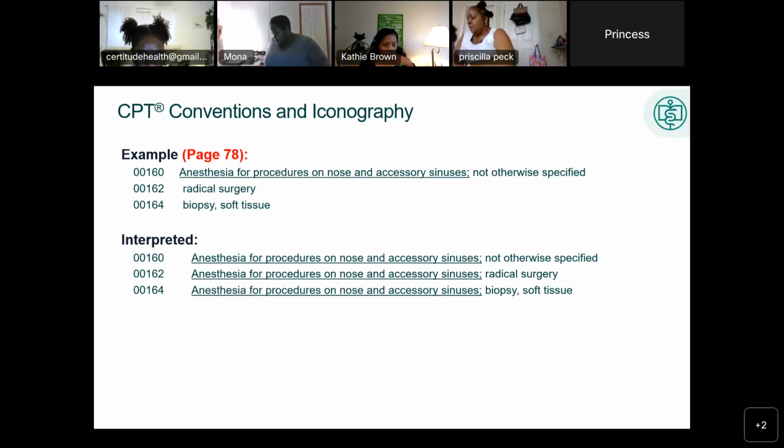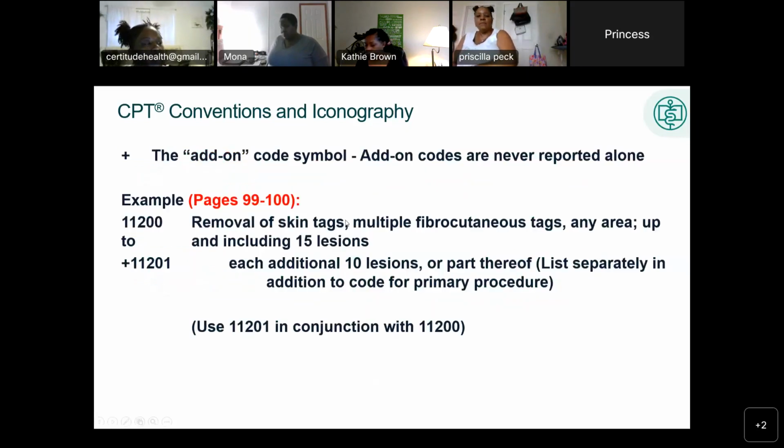All right. Page 99 and 100. Very similar to what we looked at in the example with the skin debridement. So this is focusing again on the add-on codes. This goes back to that plus sign that you asked about, Kathy, and also looks again at another example with the indentation.